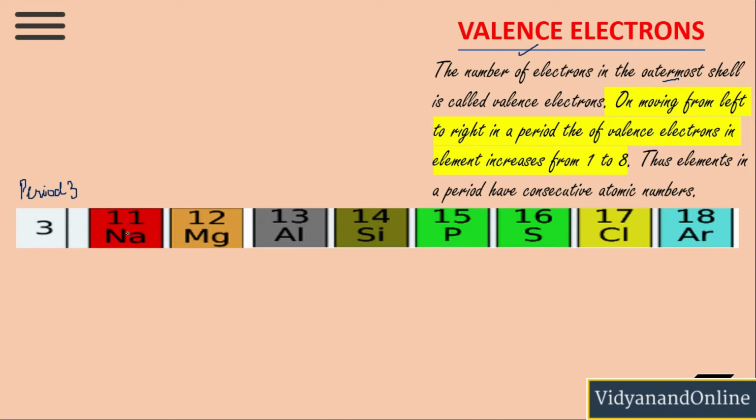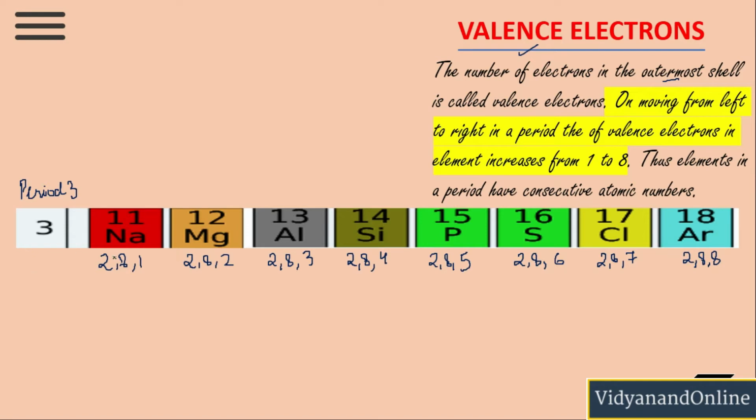So sodium has atomic number 11, therefore its electronic configuration will be 2, 8 and then 1. Magnesium will be 2, 8, 2. Aluminium will be 2, 8, 3. Silicon will be 2, 8, 4. Phosphorus will be 2, 8, 5. Then sulfur will be 2, 8, 6. Chlorine will be 2, 8, 7. And argon will be 2, 8, 8.